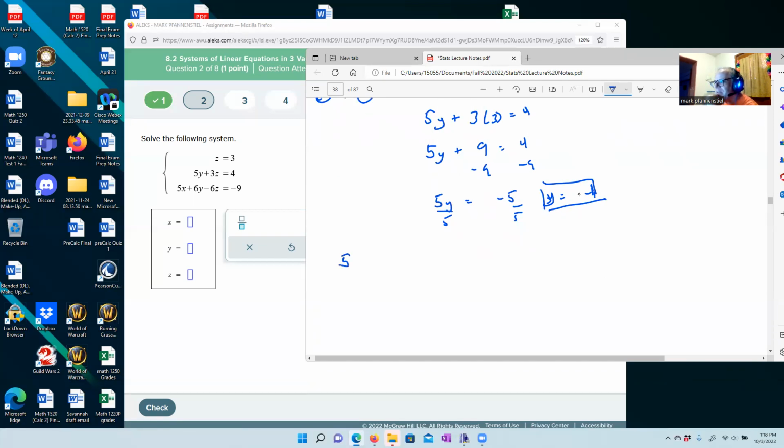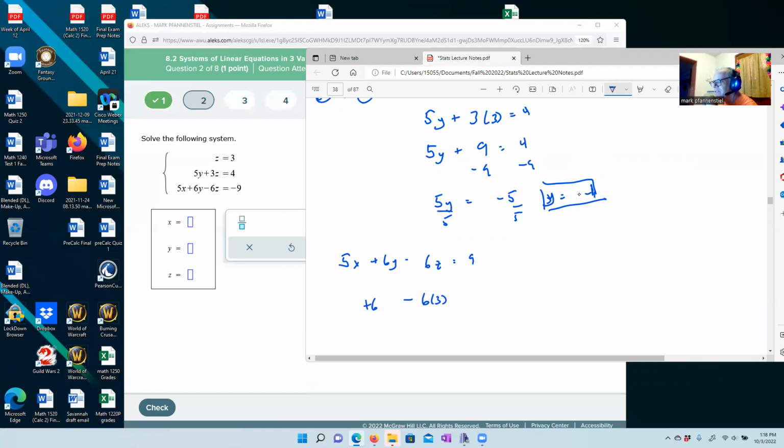And then we go back and we say, well, we have 5x plus 6y minus 6z is equal to minus 9. So we already know what y and z are. We already know that z is equal to 3. So we're just going to say this is minus 6 times 3.